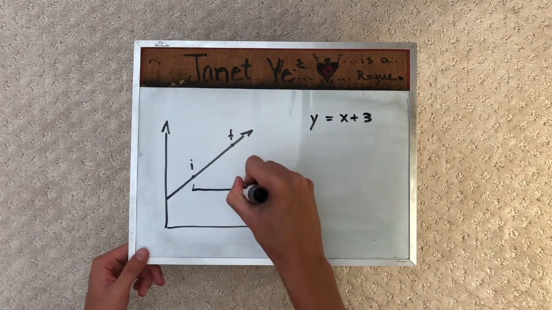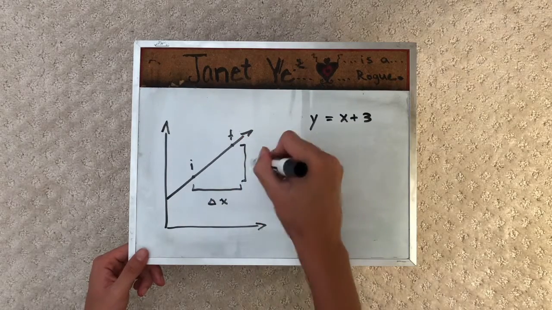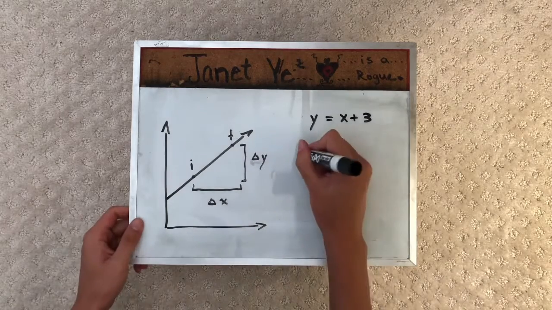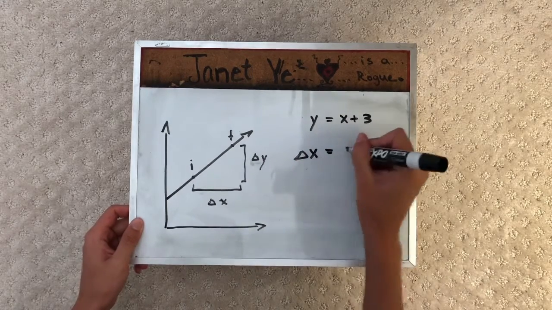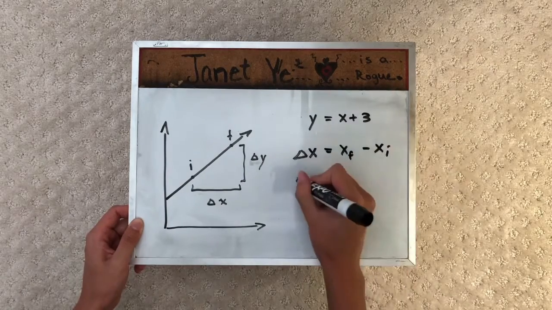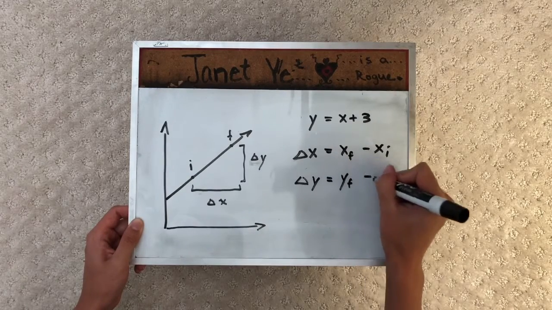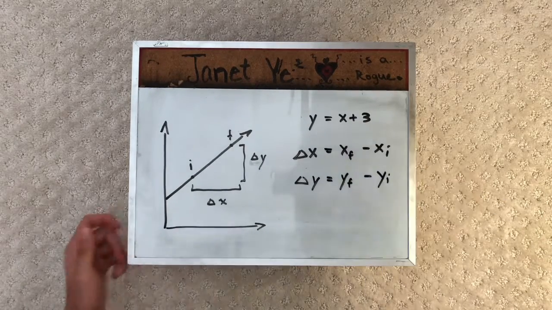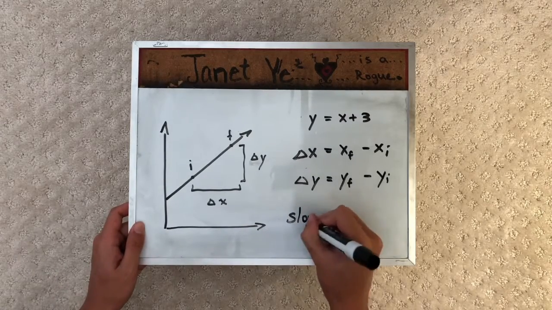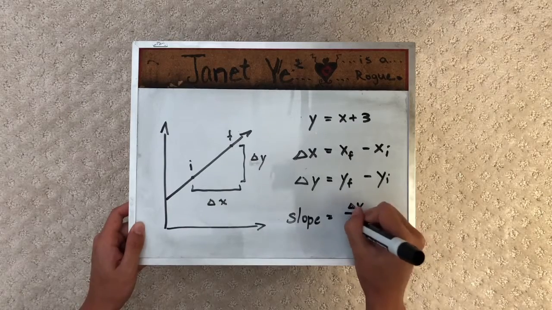The change in x, delta x, would be here, and the change in y would be this. So delta x would be equal to x final minus x initial, and delta y would be equal to y final minus y initial. The rate of change, also known as the slope, would equal delta y over delta x.